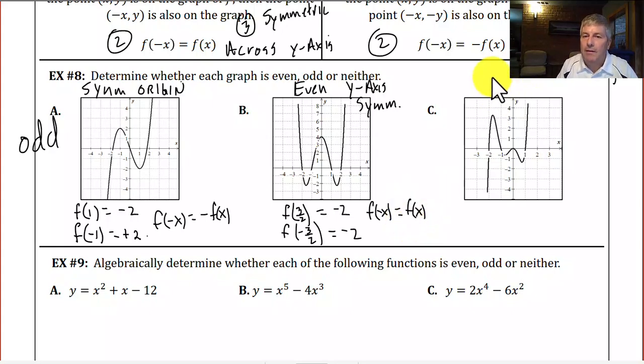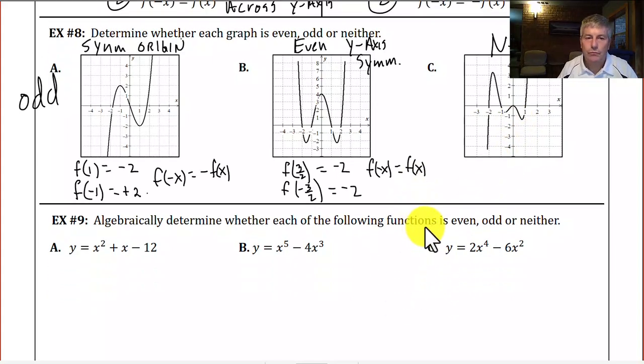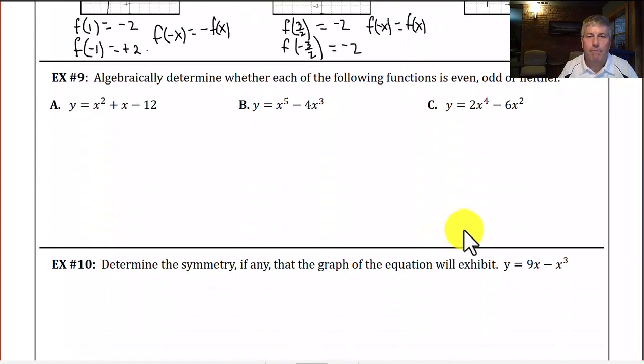And problem C, this guy is neither. We don't have symmetry across the y-axis, and we're not symmetrical across the origin. Example 9 asks us to algebraically determine whether each of the following functions is even, odd, or neither. We're going to cheat here a little bit. We'll do this algebraically in just a minute.